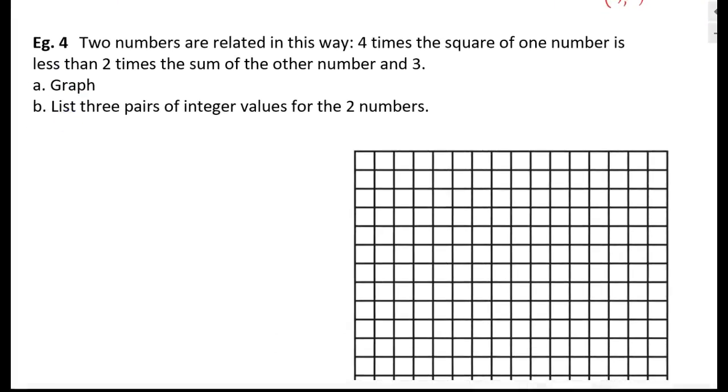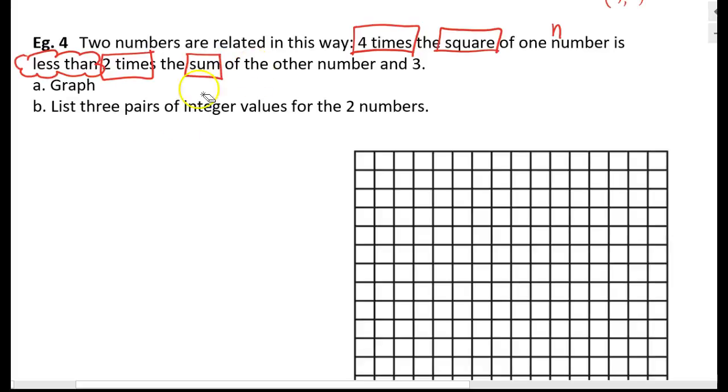Okay. Two numbers are related in this way. 4 times the square of one number, I'm going to call that one number n, and we're also going to be squaring that one number, is less than, that's kind of important, 2 times the sum, we'll square that as well, of the other number and 3.